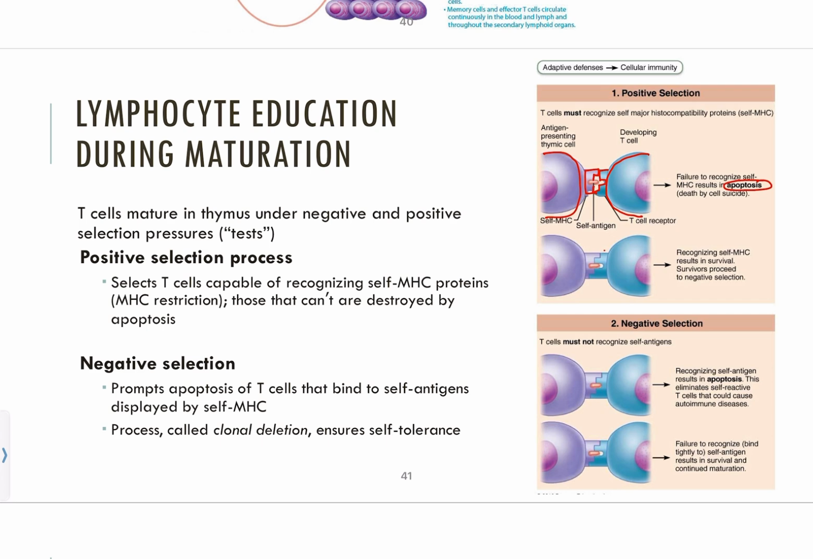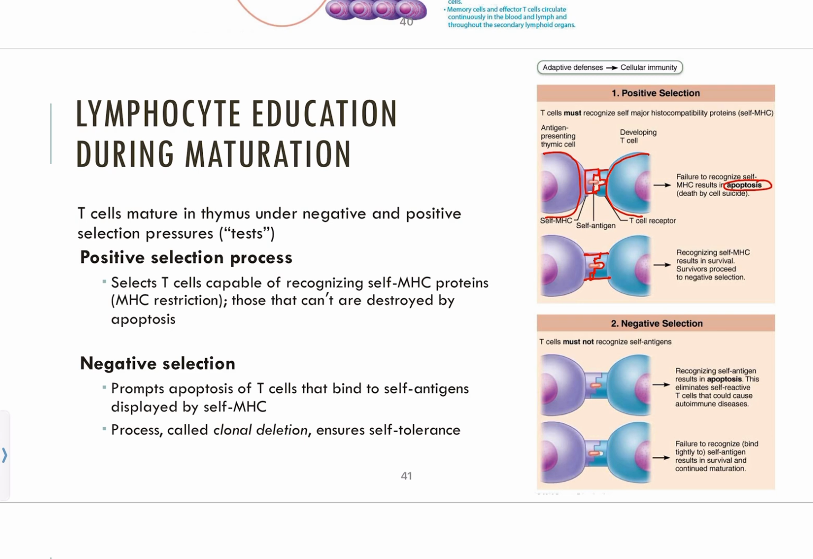Down here, we're showing that the T cell receptor fits nicely with the self-MHC complex, meaning that it recognizes it, and now it can move on to the next process. The second step is negative selection. So positive selection had to do with self-MHC complex. Negative selection is going to have to do with the self-antigens.